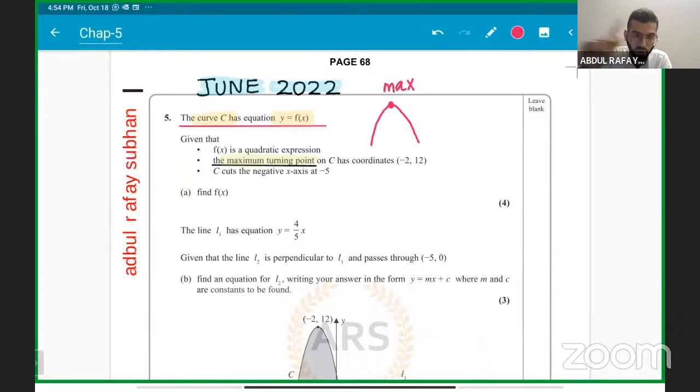We don't have to draw the graph, students. Please note down, we only have to find the equation of the graph. We have to find the equation for f(x). It will be a maximum turning point.